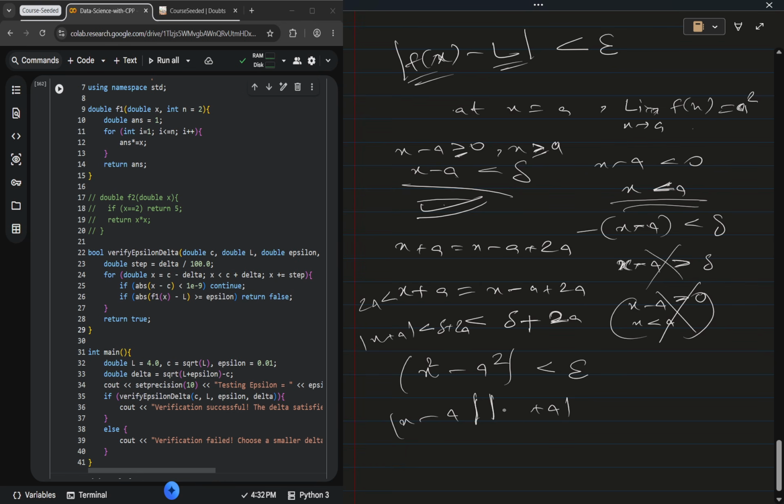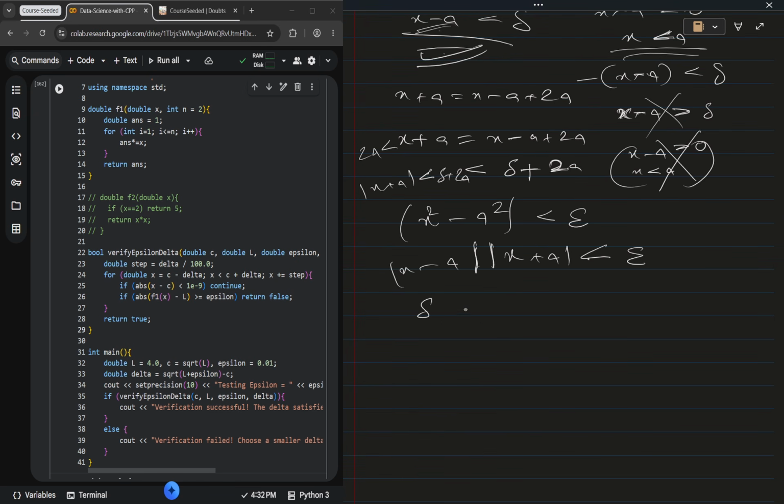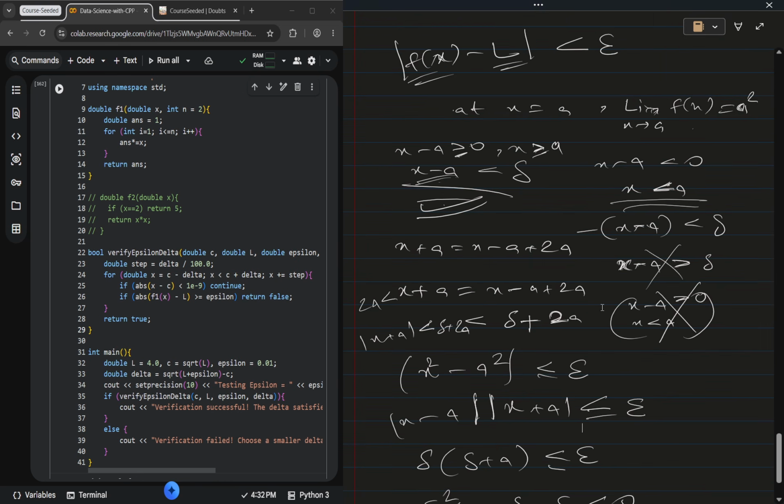Remember that this condition is valid because of this condition, so we have to consider both, then finally we'll get this only. For this we have this epsilon, then we can say that this is actually delta times delta plus a, then we have this epsilon, then we can say delta square plus a delta minus epsilon less than 0. So it will be equal to this, because this delta is greater than these two things.